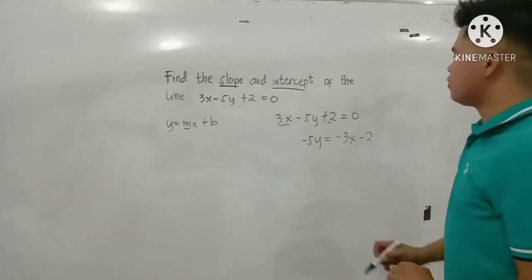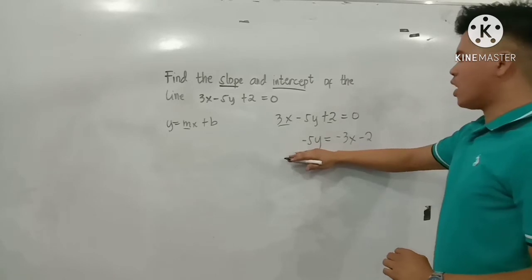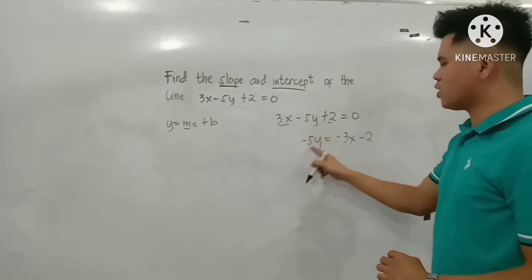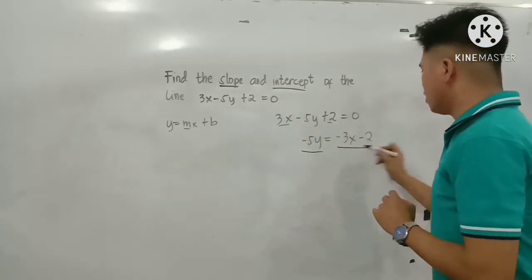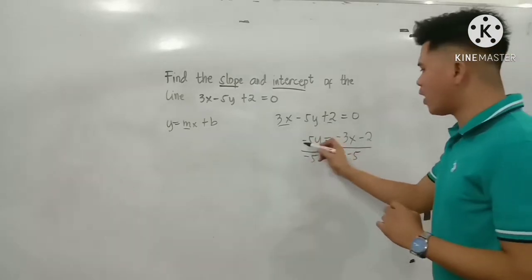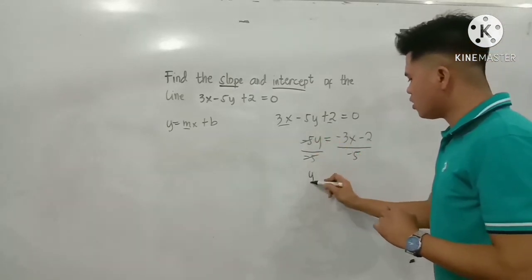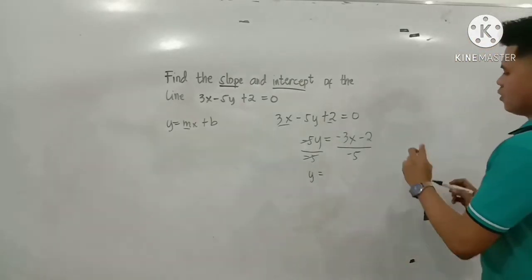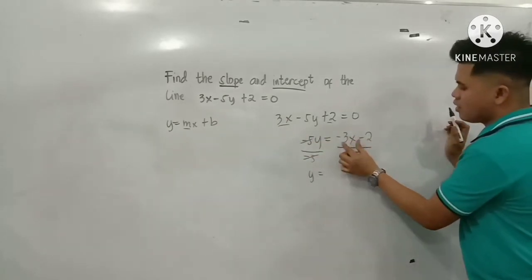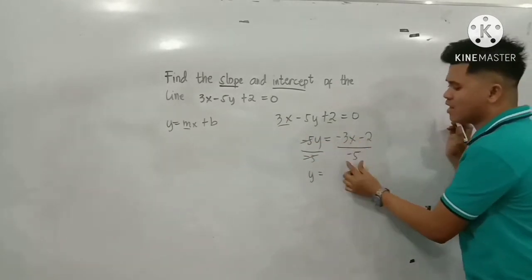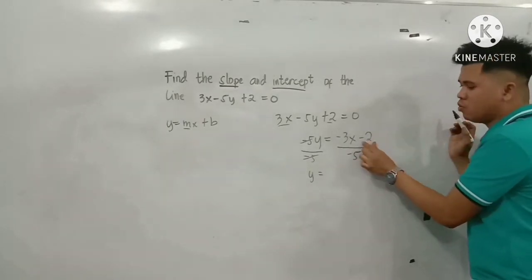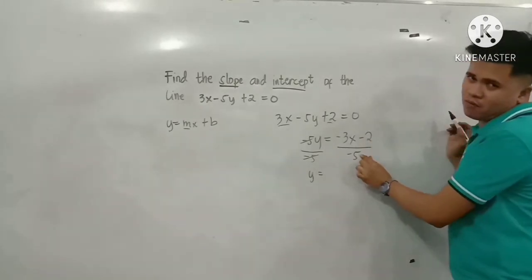Then we have here a coefficient negative 5. Our target is y. So we have to cancel this one. Simply, we have to divide both sides of the equation by negative 5. So cancel this one. The remaining is y. Then, we have now the mx plus b. This means the negative 3x has a denominator negative 5. At the same time, our constant negative 2 also has a denominator of negative 5.